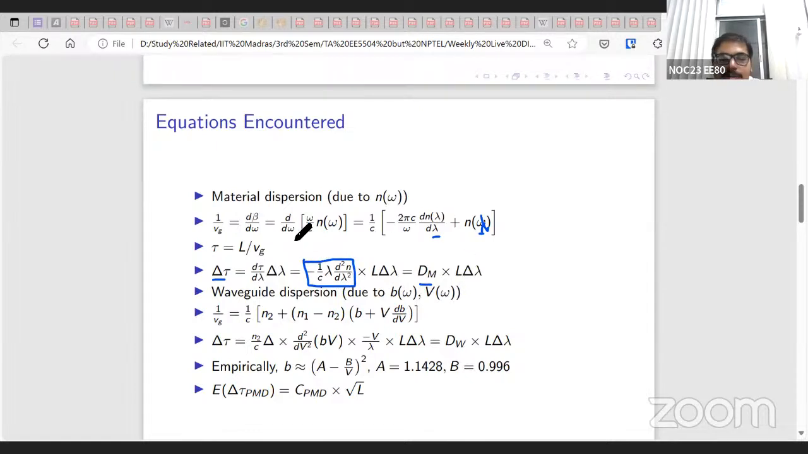Similar to this, we also discussed waveguide dispersion. There we assume that there is no dispersion due to variation of refractive index with wavelength or frequency, and we only consider the variation due to the waveguide. This is basically considering the effective index part. So we use the universal BV curve to find this group velocity expression, and then the time dispersion we find using these equations, which you will need.